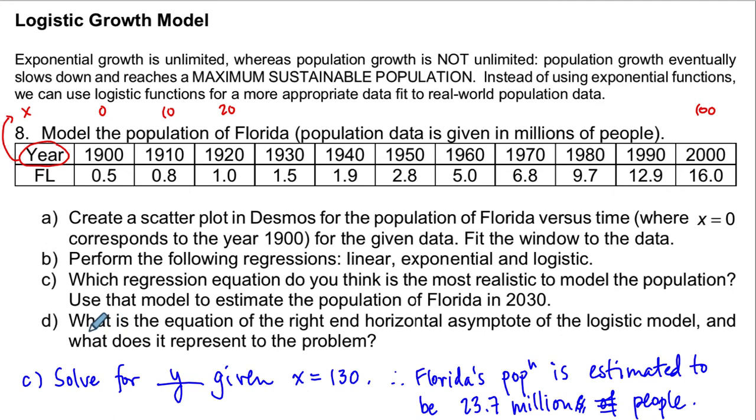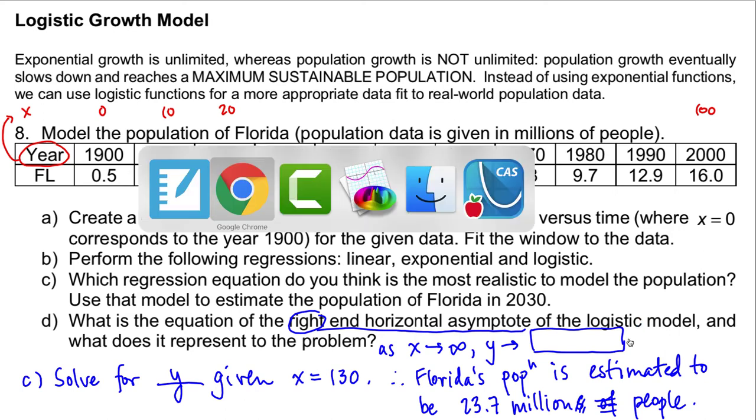And then the last part is asking, what is the equation of the right-end horizontal asymptote of the logistic model, and what does it represent to the problem? Well, right end and horizontal asymptote combined are saying that x is approaching infinity. And so as x approaches infinity, we want to know, what does y approach? In other words, what would be the sustainable value of the population? What's the flattening out population for this particular model?